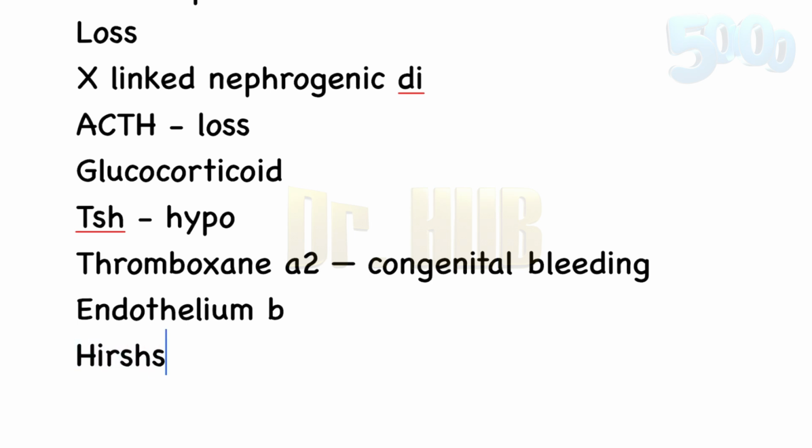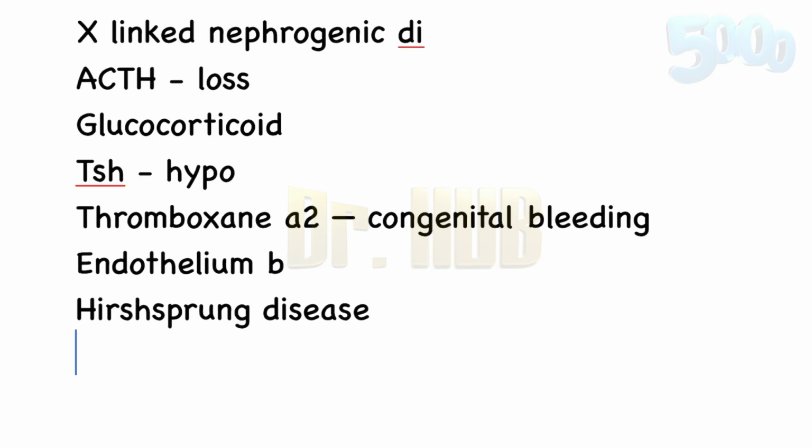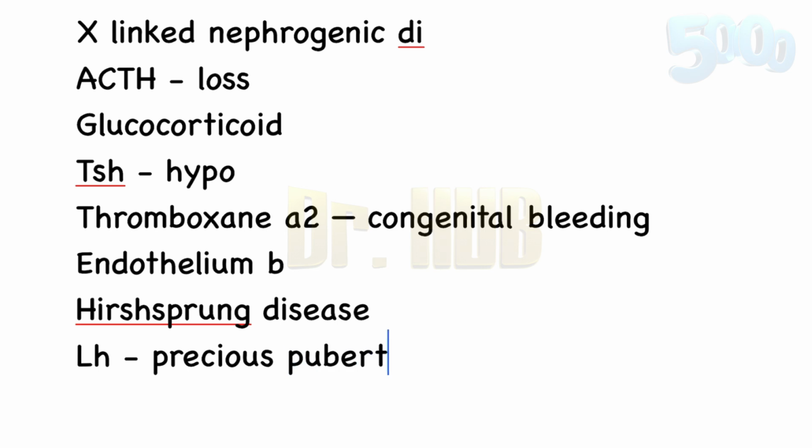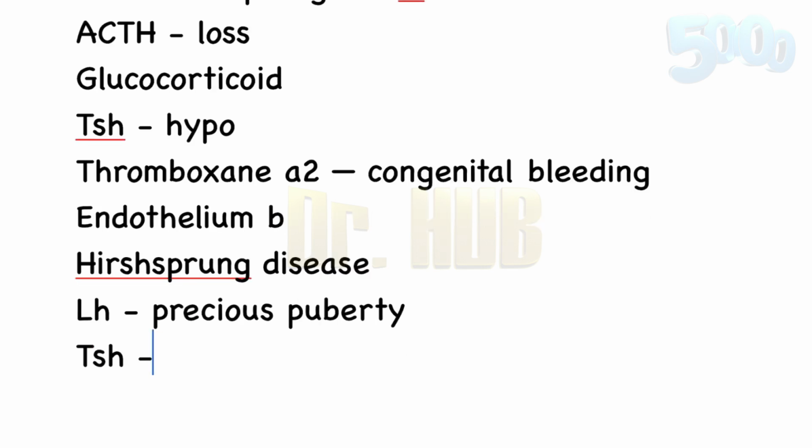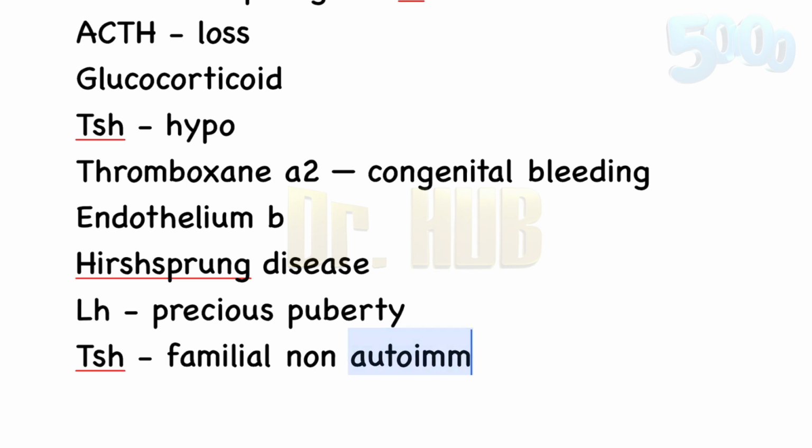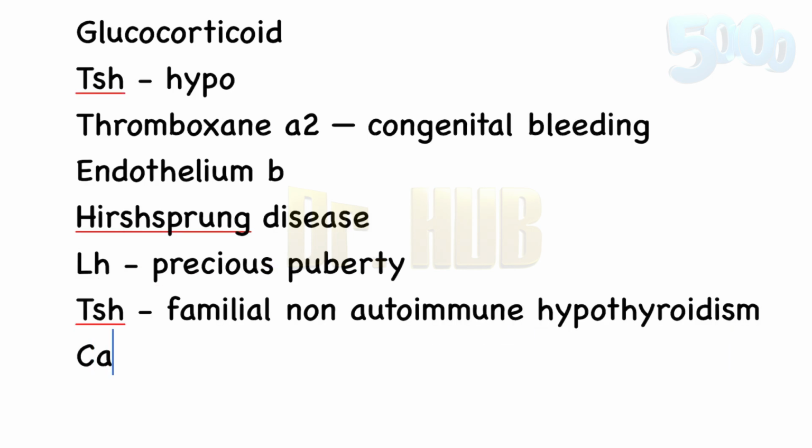Now, what is the LH? LH causes a gain. Whatever we are discussing now causes a gain. The LH gain causes familial male precocious puberty. Next is the TSH. The TSH again causes a gain. That is familial non-autoimmune hypothyroidism. Next is the calcium receptor.